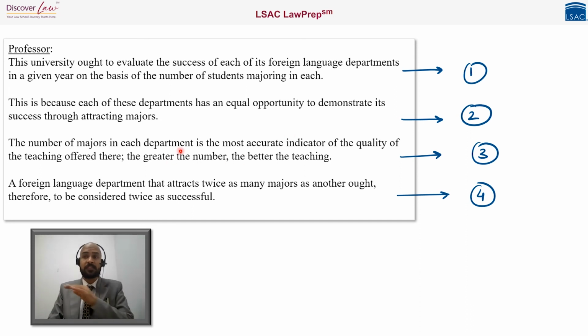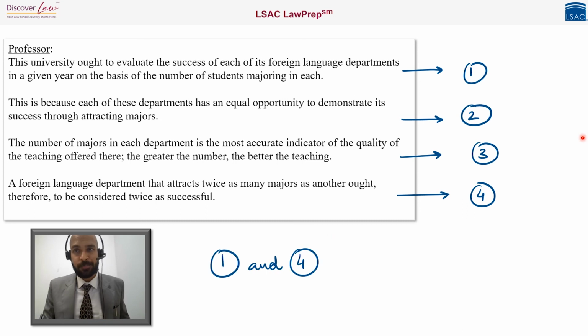That means there's a level playing field. That's what it's kind of telling you. Then it says that the number of majors in each department is the most accurate indicator. If there's a greater number, it means there was better teaching. The final line says, therefore, a language department that attracts twice as many majors is to be considered twice as successful. Now I want you to pay attention to 1 and 4.